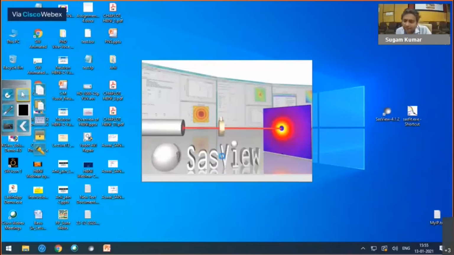So this is SASView, another software which I will be describing, and both the softwares are equally easy. So one can choose any, both are free. One can download.